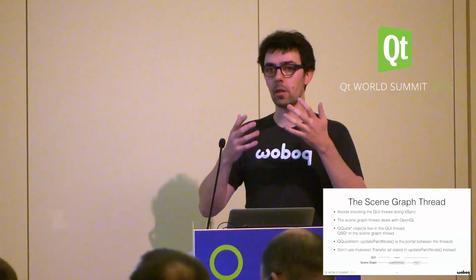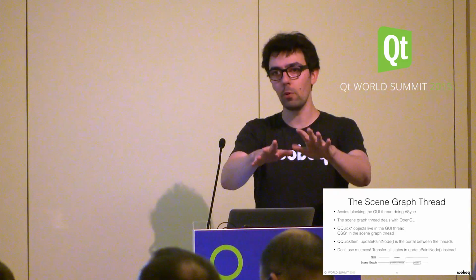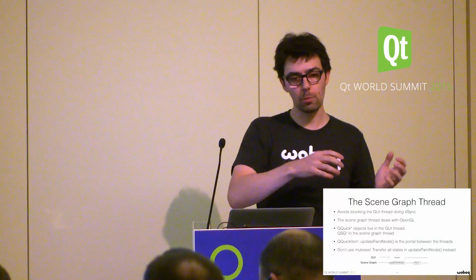Now, the tasty part is that update paint node is the portal between the two threads. You don't need to use mutexes. You shouldn't use mutexes. There's no event loop on the scene graph thread. You have to take update paint node as something that's like a door that opens. You shuffle every information that you have from the item that you accumulated. This needs to be rendered. You commit this to the scene graph thread only in that call.